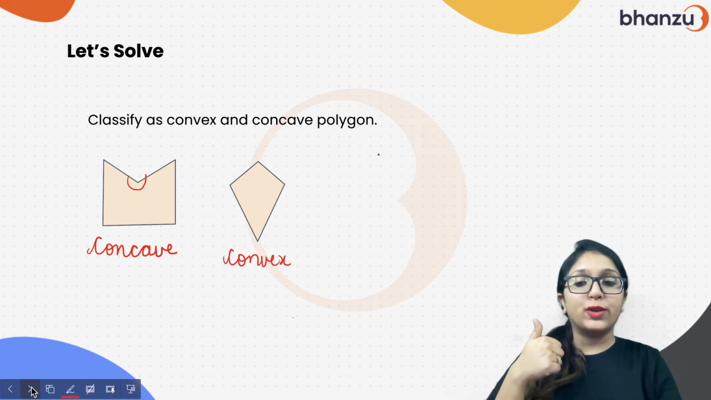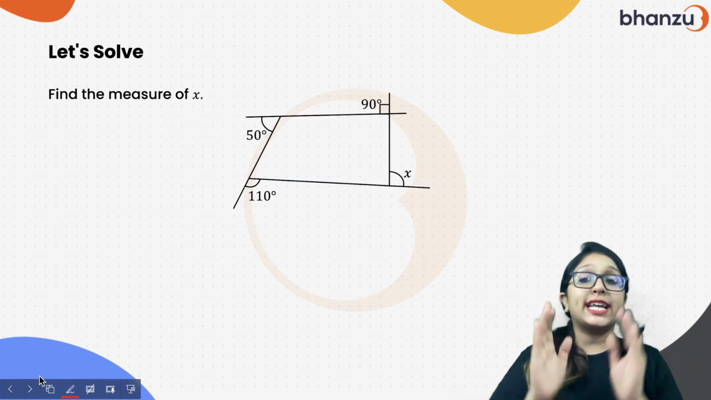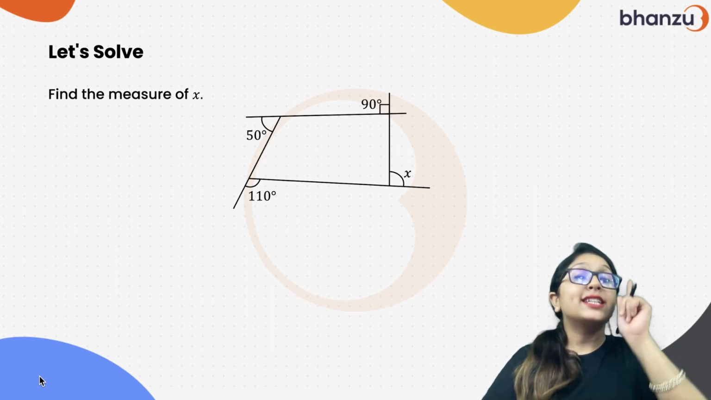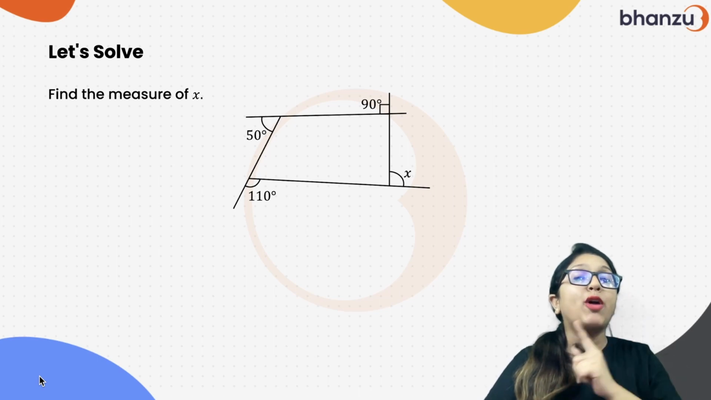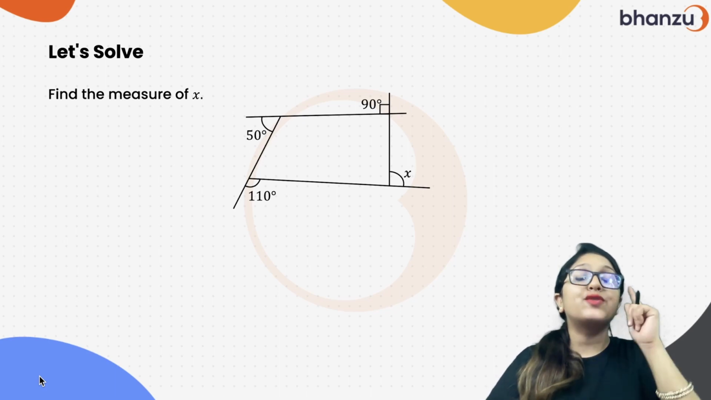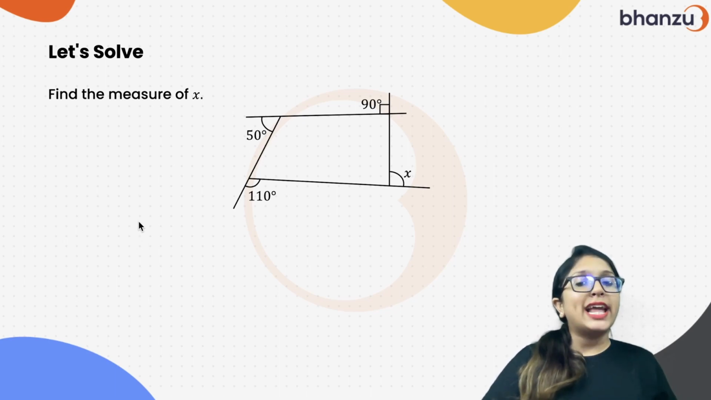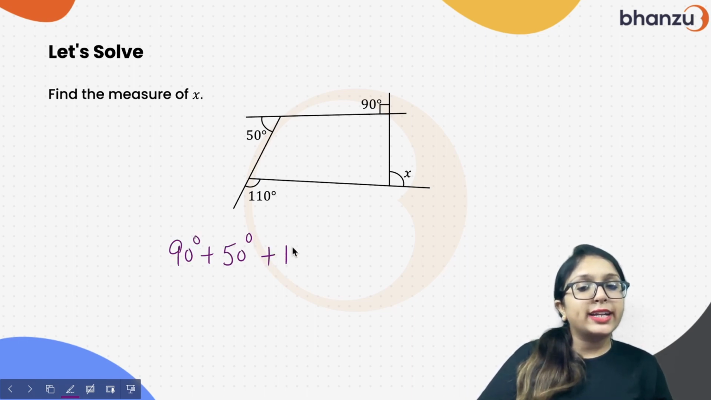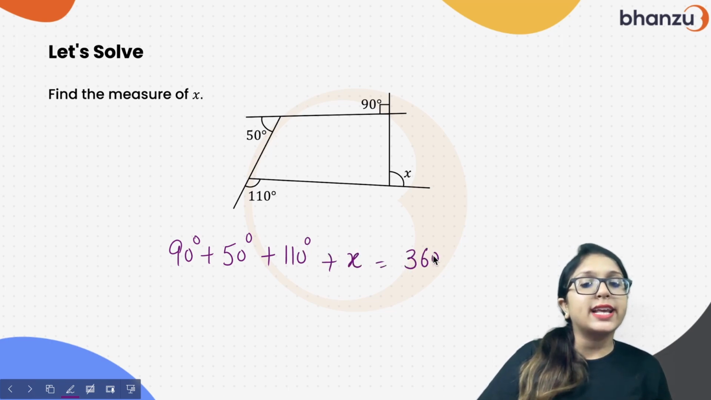So now we will move towards the next question where it says find the measure of angle x. Now here we know that the sum of the exterior angles of a polygon is 360 degrees. We know about three angles. We have to find the fourth one. So let's find it. So this is 90 degrees plus 50 degrees plus 110 degrees plus x is equal to 360 degrees.